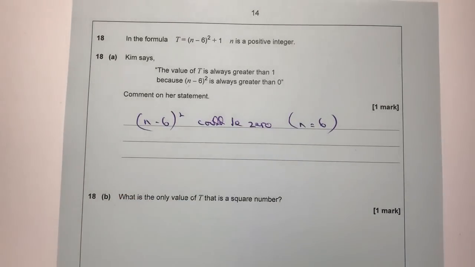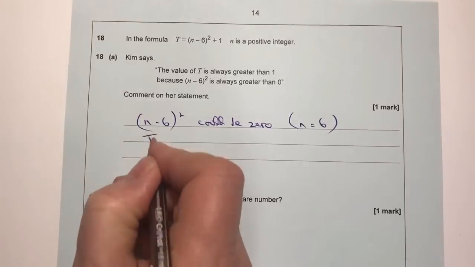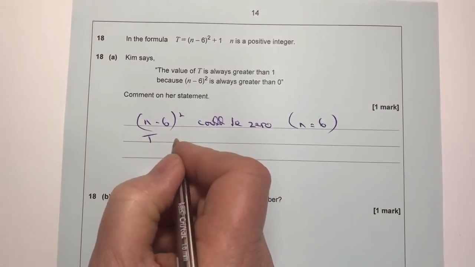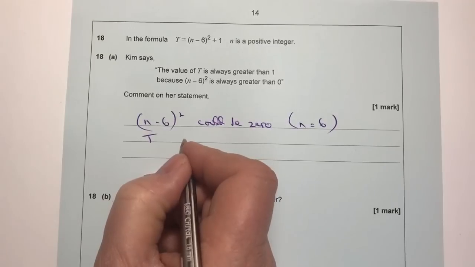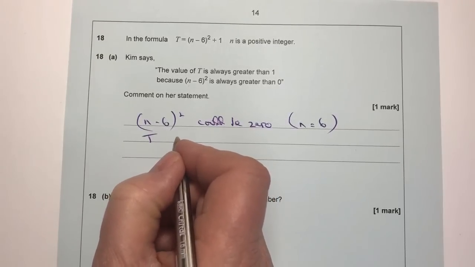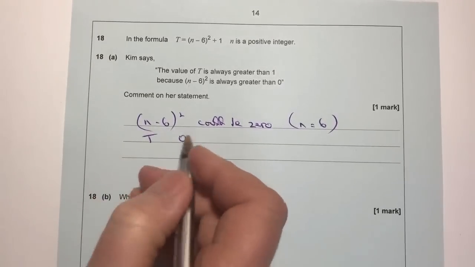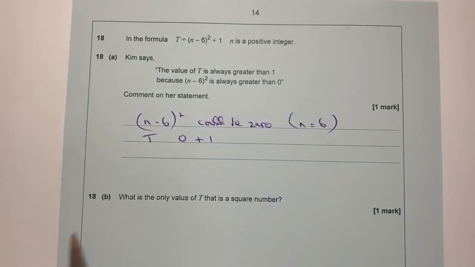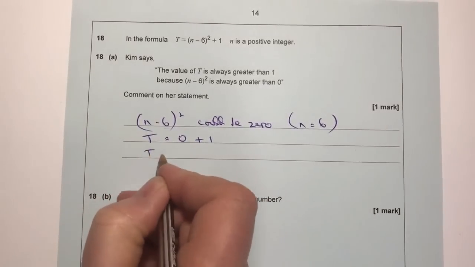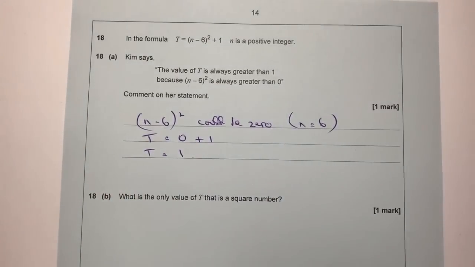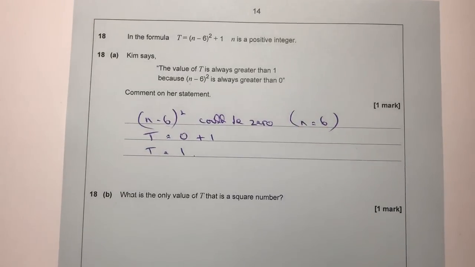So, in other words, the value of t could equal 1. It could be 0, which is this in here, plus 1, which is this little bit here, so t could equal 1. So it's not always greater than 1, it could actually be equal to 1. One of those questions I think that you need to maybe come back to if you wanted to.